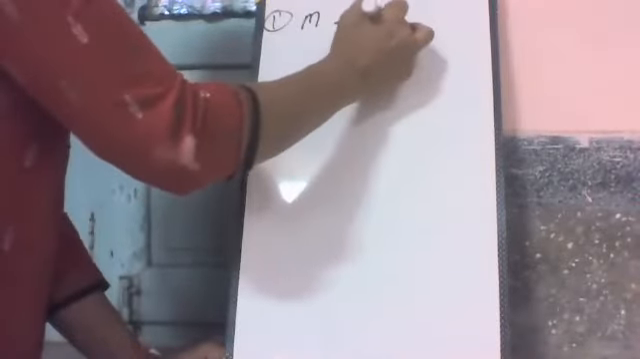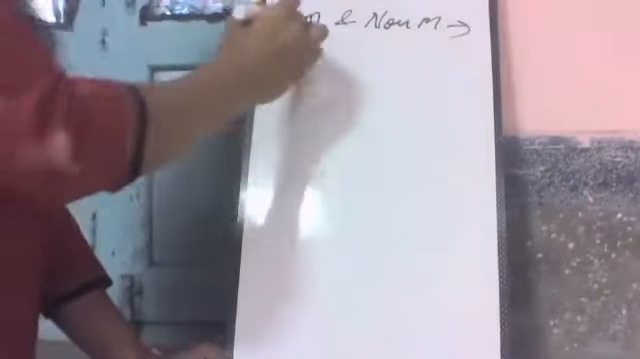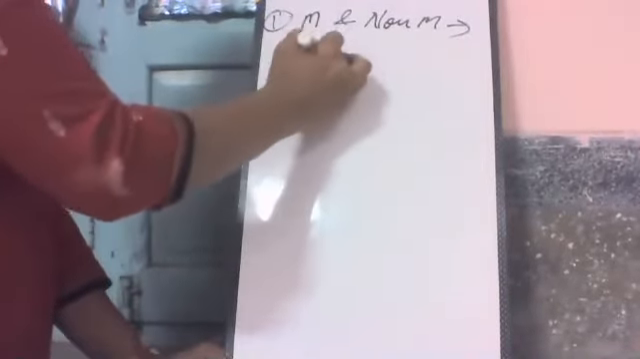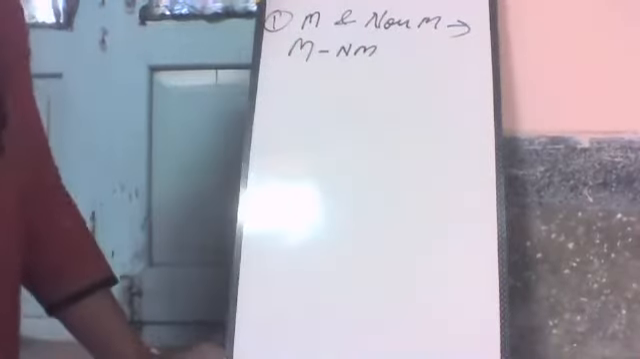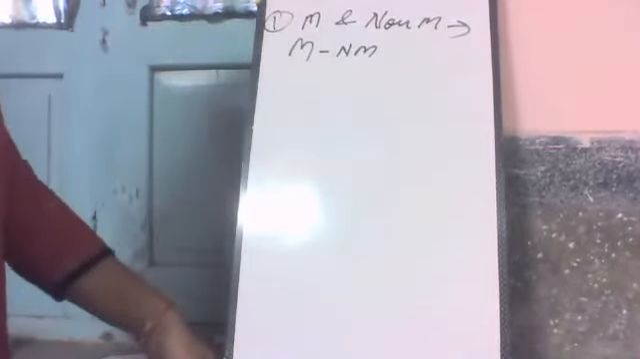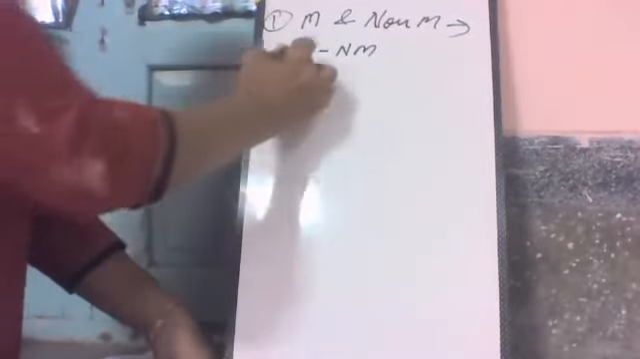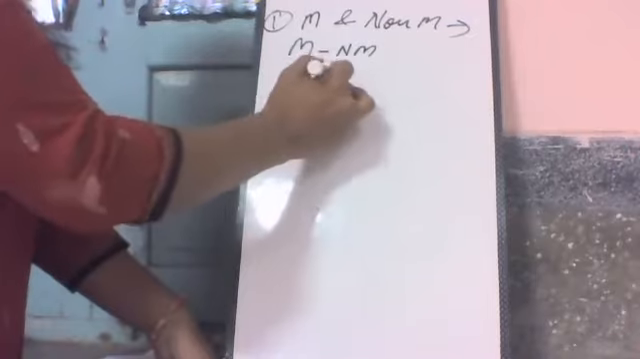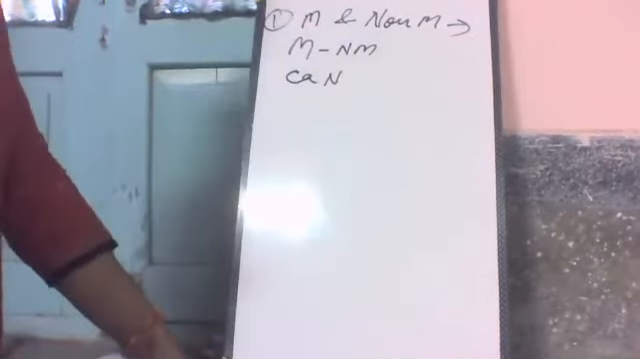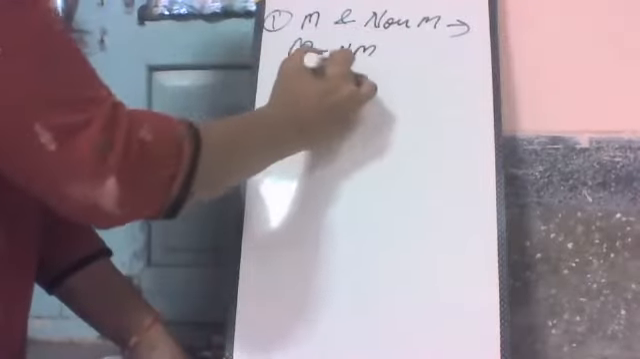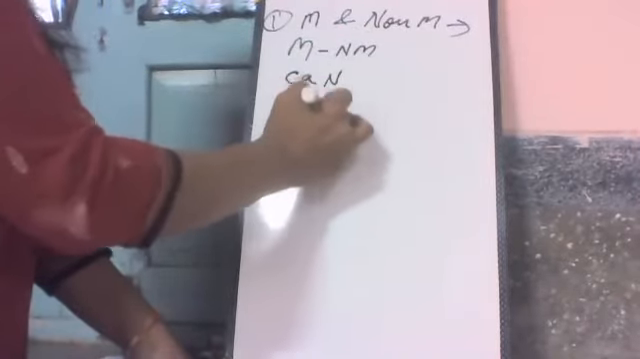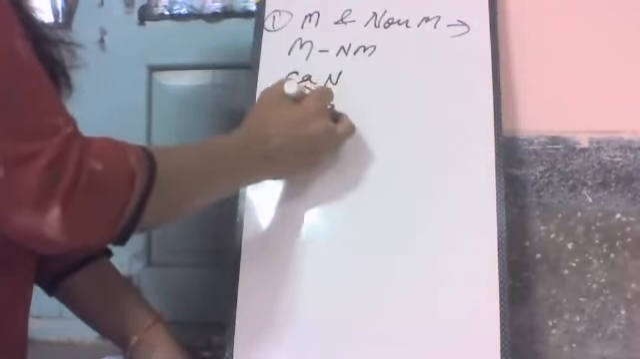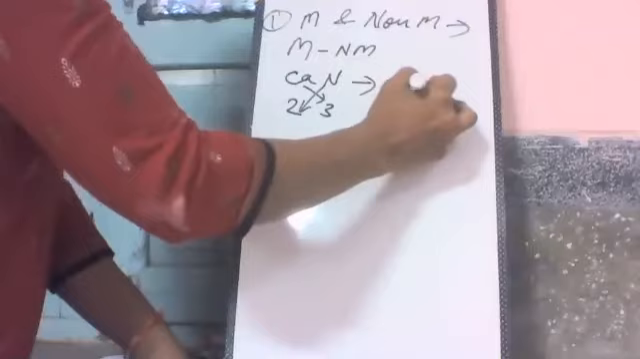Naming of certain compounds. There are different conditions. First, metal and non-metal. First we write the metal and after this we write the non-metal. So here is an example, calcium and nitrogen. Calcium is a metal and nitrogen is a non-metal. What are the valencies of these? Calcium has 2 and nitrogen has 3. Now cross them, and the formula is Ca3N2, calcium nitride.